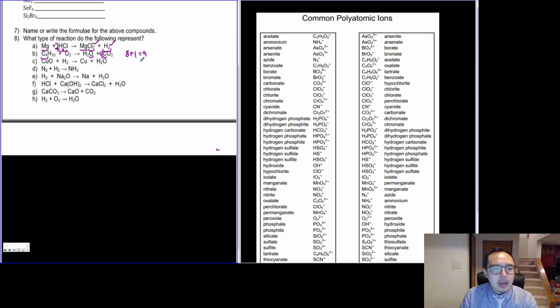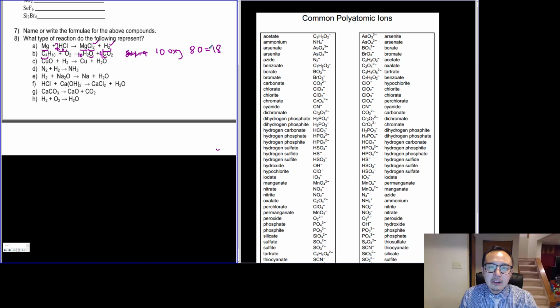So let's make this odd number into an even number. Let's multiply this by 10, just to try it out. By putting this number 10 in front of H2O, that actually changes my number of oxygens. So I have 10 oxygens, and then I have 8 oxygens on the other one, giving me a total of 18 oxygens on the right hand side.